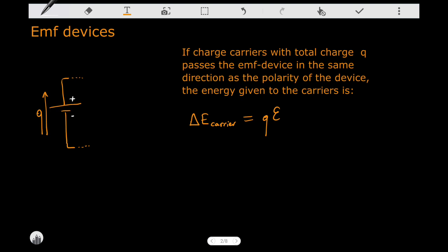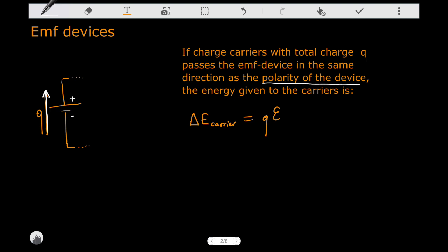And so the idea is this. If a charge carrier passes over this device, some energy is given to the charge carrier. And we would like to quantify this amount of the energy given. So I'm going to think about this kind of a situation. So first we draw an arrow. So this is the arrow that we draw. So we just draw the arrow in the same direction as the polarity of the device.